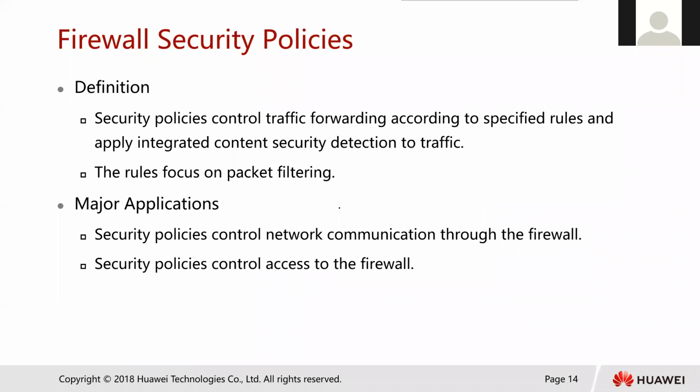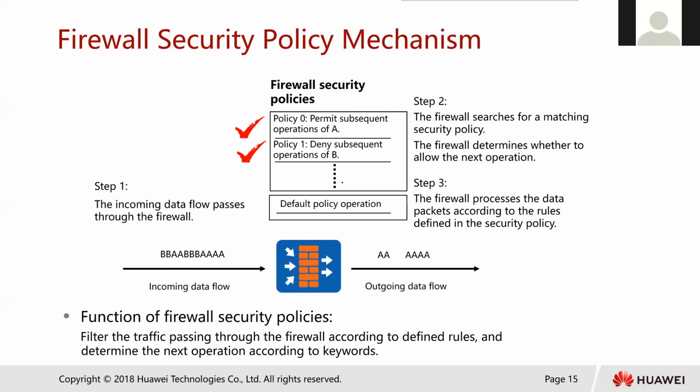Next, this is very important: the firewall security policy. This is the definition: security policies control traffic forwarding according to the specified rules and apply integrated content security detection to traffic. The rules focus on packet filtering. The security policy of the firewall is different from the ACL we just talked about, which is access control. The security policies in a firewall include many more things, such as zones, services, and other things. Security policies control network communications through the firewall and control access to the firewall.